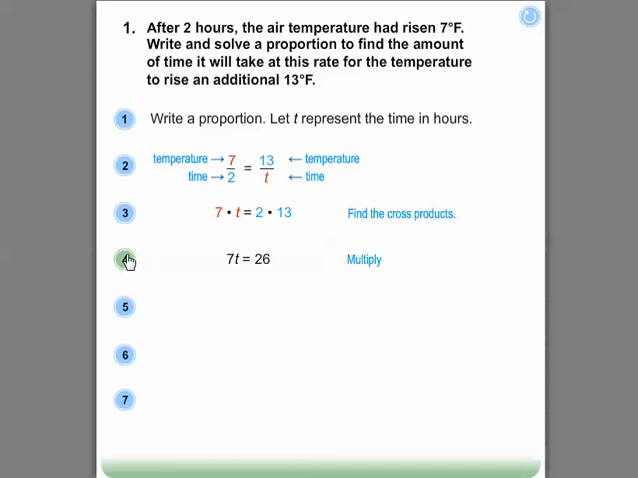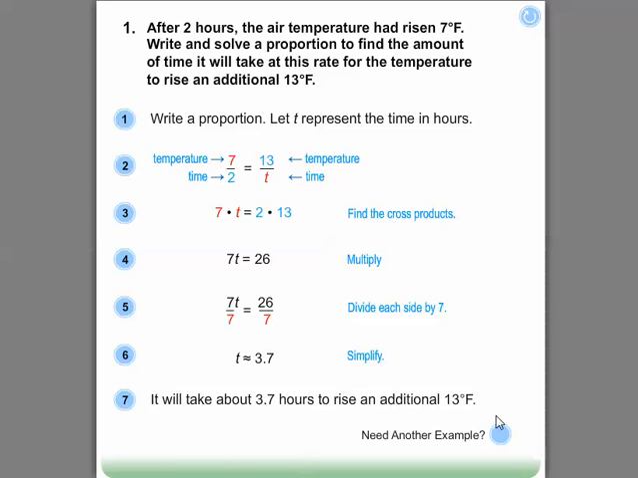And then we're going to multiply. So we have 7T is equal to 26. And then we're going to divide both sides by 7. 7 divided by 7 is going to be 1. 26 divided by 7 is going to be 3.7 after you round. So T is roughly 3.7 hours to rise an additional 13 degrees Fahrenheit.